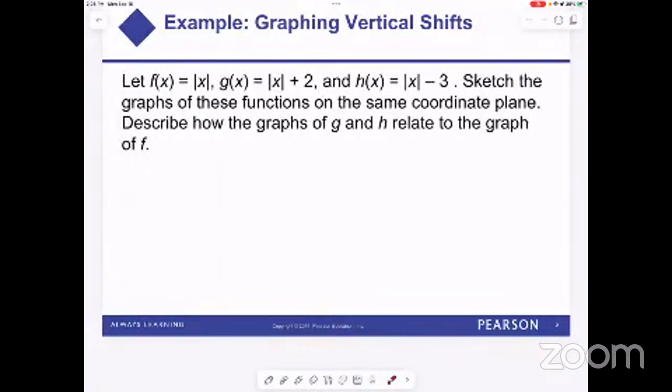All right, so in this example, it says let f of x be the absolute value of x, g of x be the absolute value of x plus 2, and h of x be the absolute value of x minus 3. We're going to sketch the graph of these functions on the same coordinate plane and describe how the graphs of g and h relate to the graph of f.